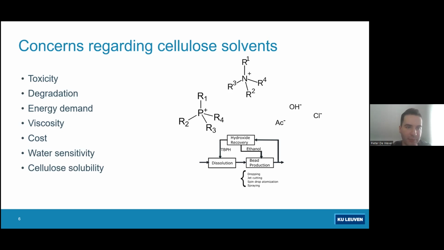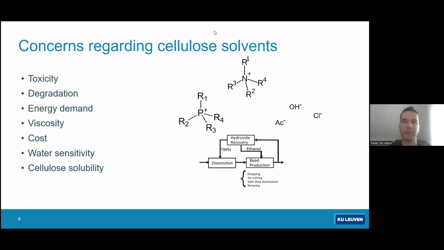Some are also expensive. Some cellulose solvents are very sensitive to the presence of water, and even minor quantities of water in the solution can greatly impair the amount of cellulose you can dissolve. For instance, this is often the case in ionic liquids. And some cellulose solvents are also very limited in the total amount of cellulose they can dissolve.